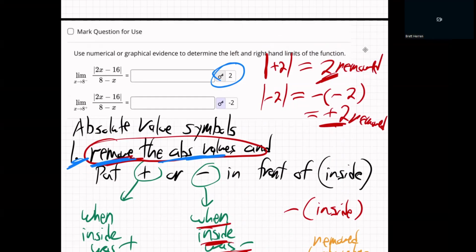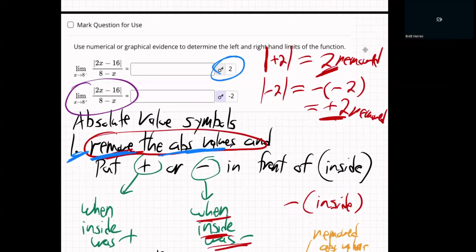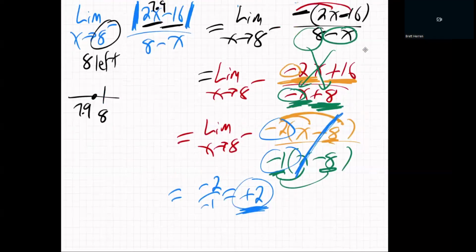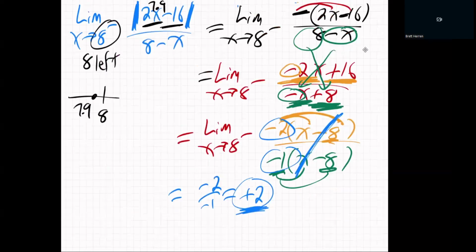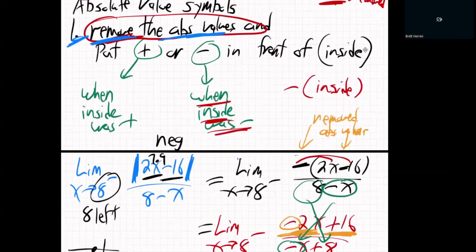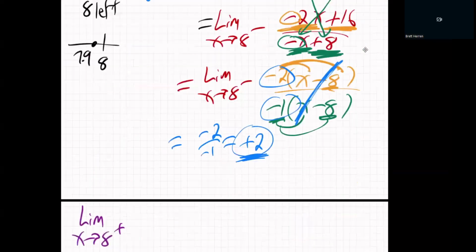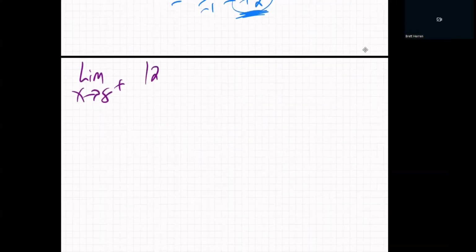Let's try the second part. This makes some more sense. So now we're going to do the limit as x goes to 8 from the right of the same expression. So I'll come down here. Okay, so it's the limit as x goes to 8 from the right. What was that expression? Absolute value of 2x minus 16 over 8 minus x. Okay.